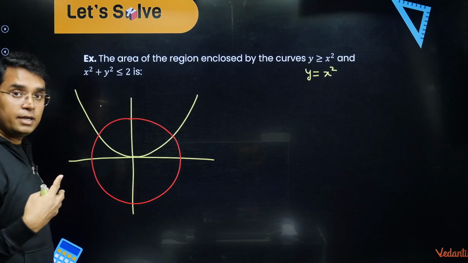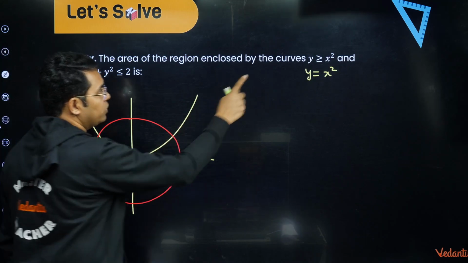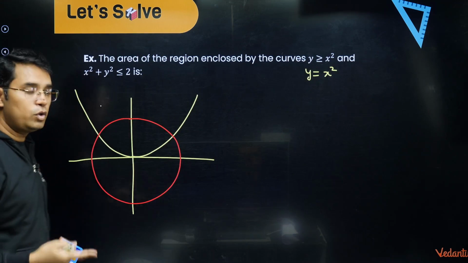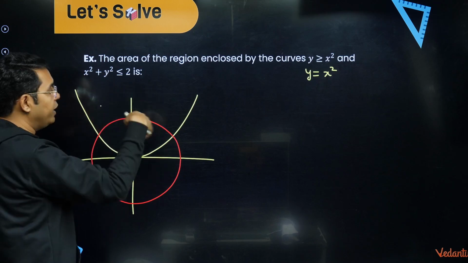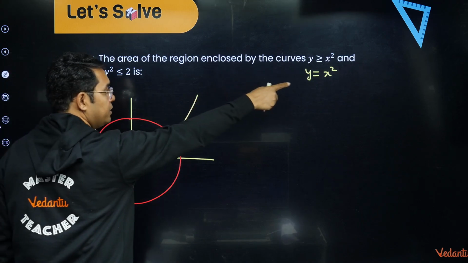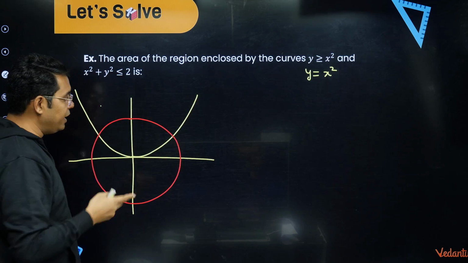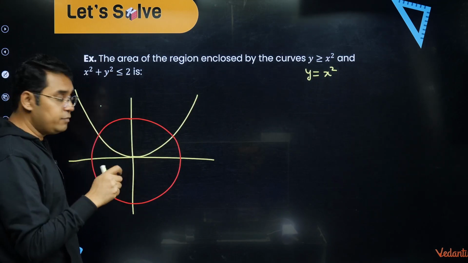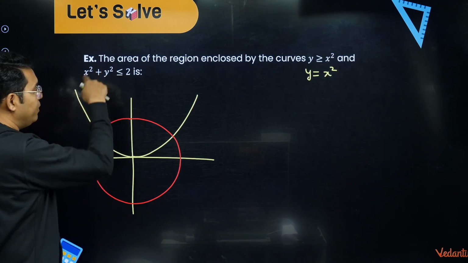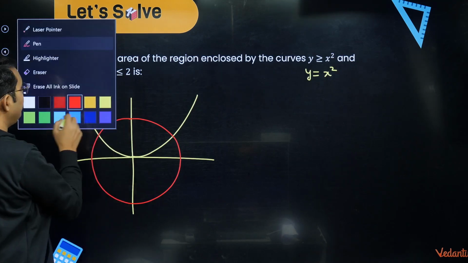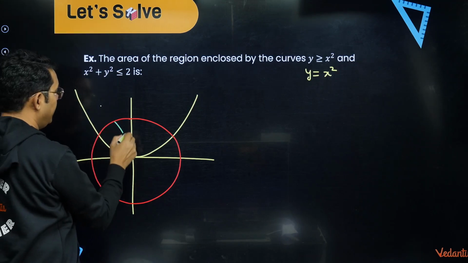But if we consider the inequation signs, they are saying y greater than or equal to x square. So for this parabola, the region should be above, because y should have bigger values than those at the curve. So it should be above, and for this less than 2, it will be inside the circle. So what area are we looking for? We are looking for this area.